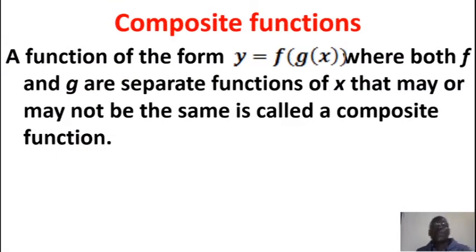We talk about composite functions. We say a function of the form y is equal to f of g of x, where both f and g are separate functions of x that may or may not be the same, is called a composite function. It means f composition g of x. It can also be called f after g of x. That's the meaning of the composition of the function.